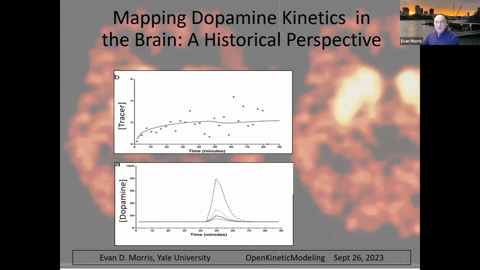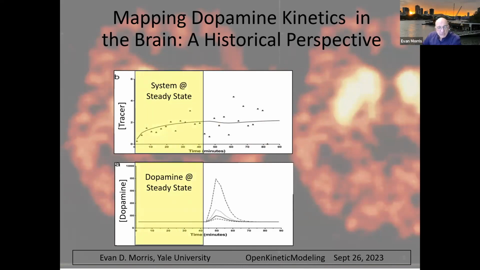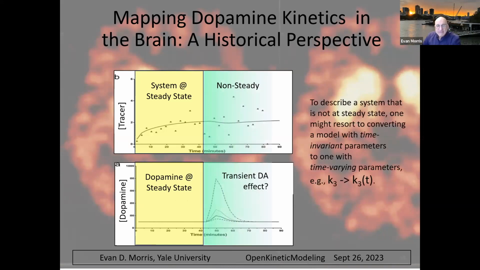Let's just dig in a moment and define some terms. So again, the same cartoons. You could say that the first half of this time activity curve, which is tracer uptake, represents the system at steady state. And so the dopamine, which is what I'm interested in, the endogenous dopamine, is not changing. That's what I mean by steady state. On the other hand, the second half of the curve reflects some non-steady behavior, and we're speculating that there's a transient dopamine effect in the case of addiction and response to drugs that explains that behavior that we see above.